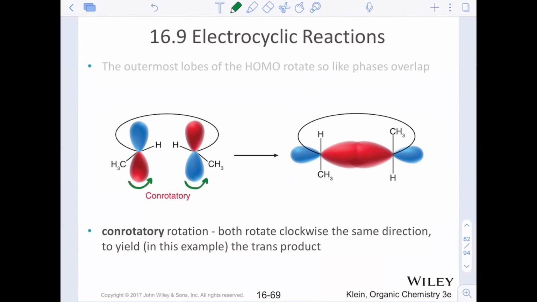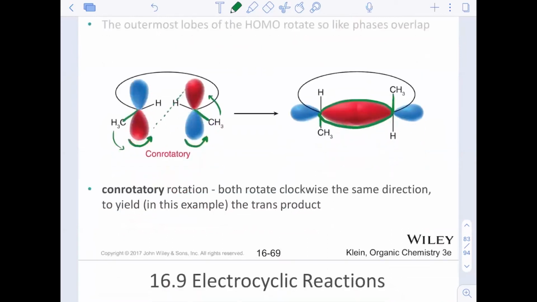conrotatory. They're both moving the same way, right? Because we're trying to get this red lobe to match up with that red lobe. So one has to rotate up and the other one also has to rotate up. So the 2 red lobes come together. Now, what does that mean for the methyl groups? This one's going down, this one's going up. They're opposites, they're trans. Okay, so really what's important to understand is this overall.